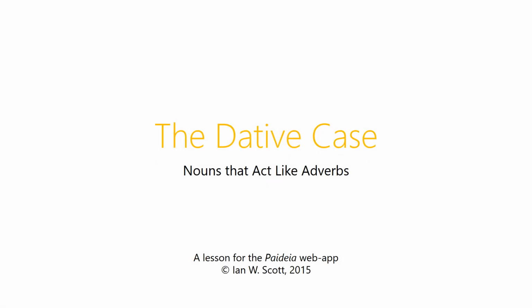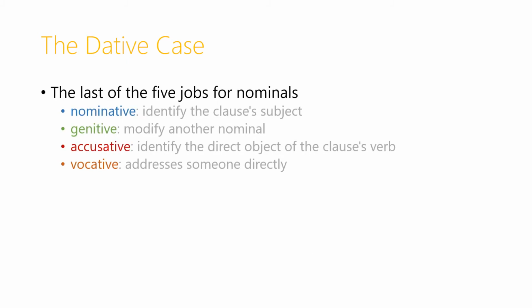In this video we'll be looking at the dative case. This is the role that nouns play when they, or other nominals, act like adverbs in the sentence. This is the last of the 5 jobs for nominals.